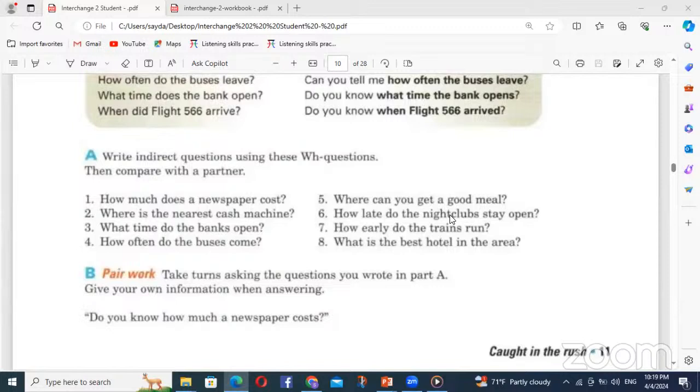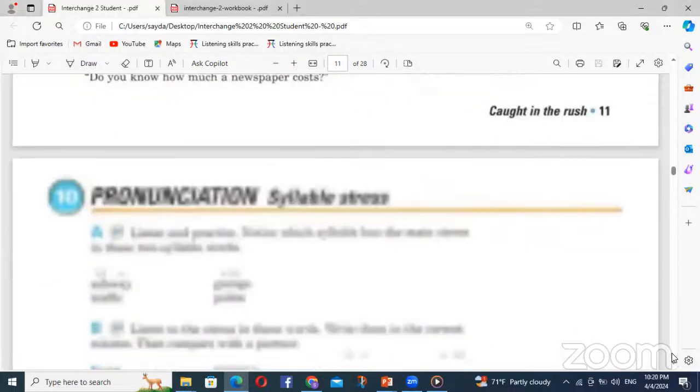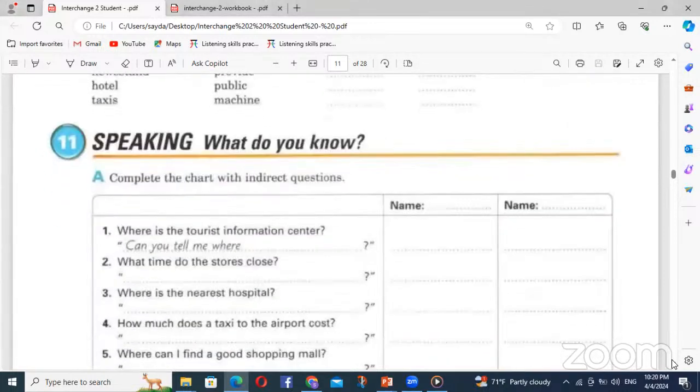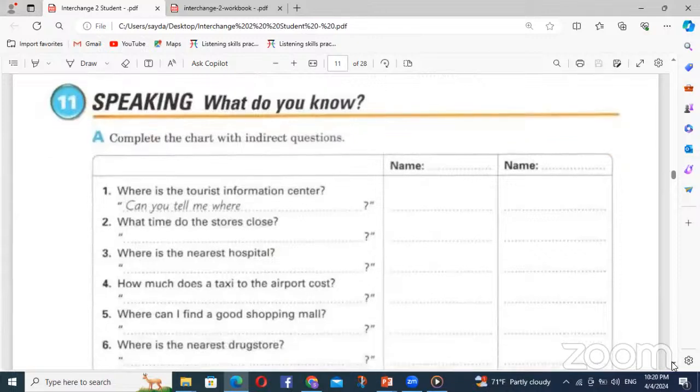Okay, number 8. Can you tell me what the best hotel in the area is? What the best hotel in the area is. Okay, that's a piece of cake. So now we know indirect questions, right? Is anything difficult? This is what we know as the direct question and the indirect question.